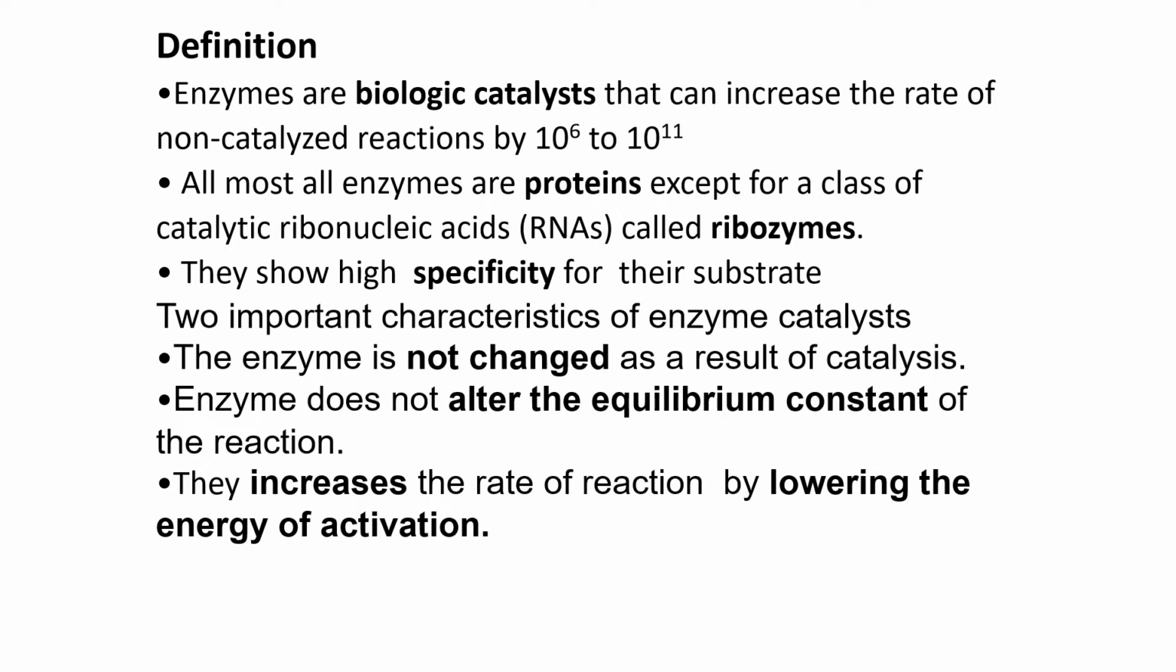And there are two important characteristics regarding the enzyme as a catalyst: number one, the enzyme remains unchanged at the end of a chemical reaction. And number two, the enzyme does not alter the equilibrium constant of the reaction. Now, Dr. Jamil must have told you the definition of equilibrium constant. Now, how does an enzyme increase the rate of a chemical reaction? It increases the rate of a chemical reaction by decreasing the energy of activation. And as you know, energy of activation is the minimum amount of energy which the reacting species must possess to undergo a specified reaction.